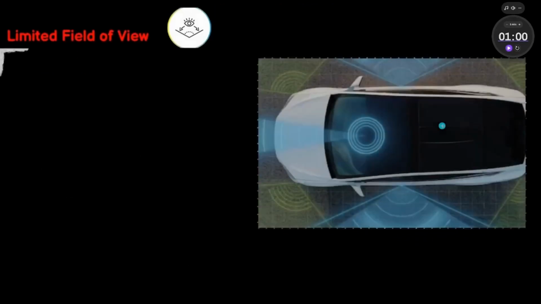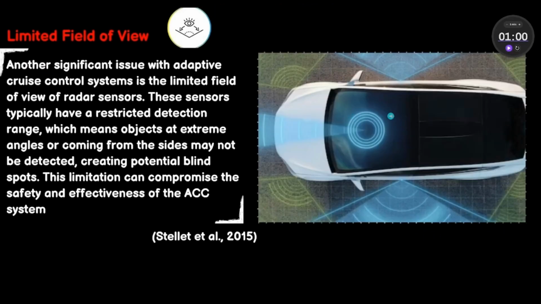Moving on to limited field of view. Another significant issue with adaptive cruise control systems is the limited field of view of radar sensors. These sensors typically have a restricted detection range, which means objects at extreme angles or coming from the side may not be detected, creating potential blind spots. This limitation can compromise the safety and effectiveness of the ACC system.